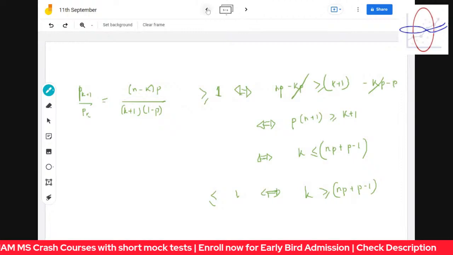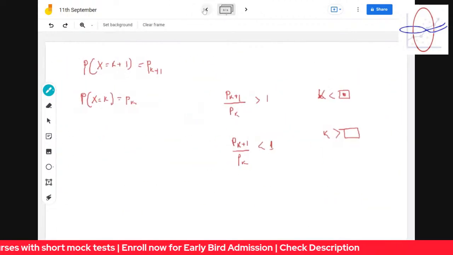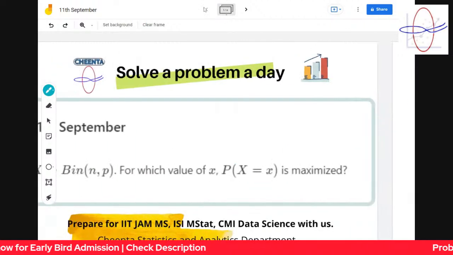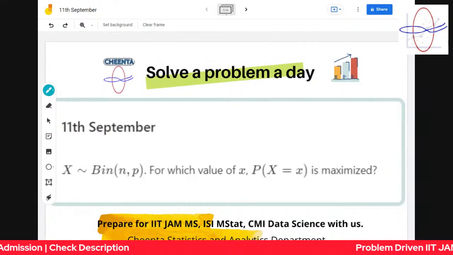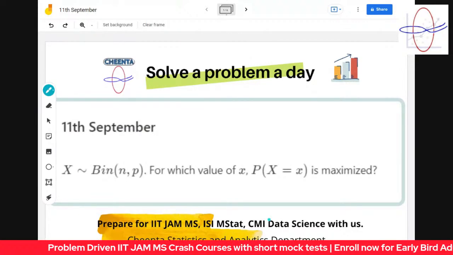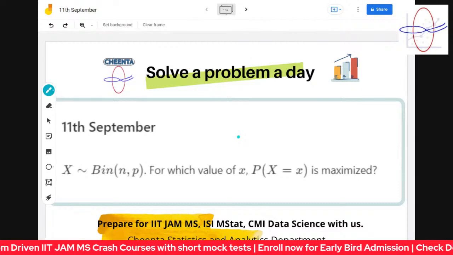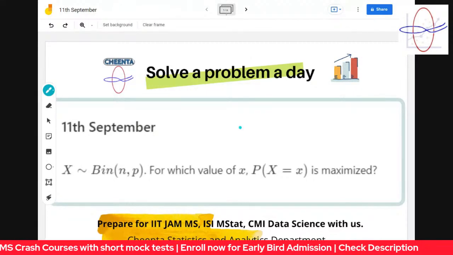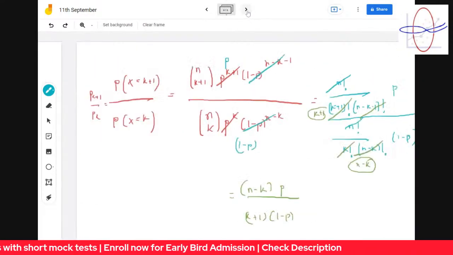Now this was a very straightforward problem. I think this is done in every single college. But the question the student has asked me is why we are not differentiating over here, but we do differentiate for the maximum likelihood estimator.